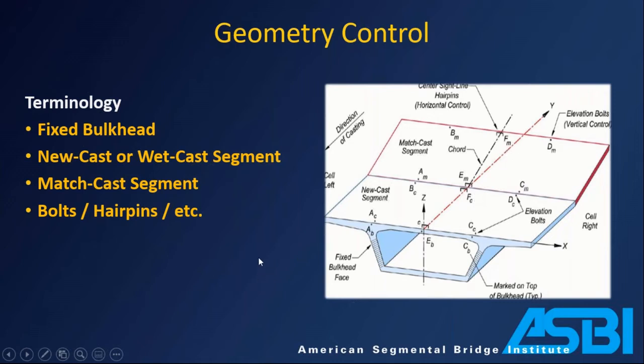So like I said, there are other ways to do this. You see different arrangements, but the idea is the same: how much do I adjust my match cast segment to recreate that relationship between those two segments in the field.